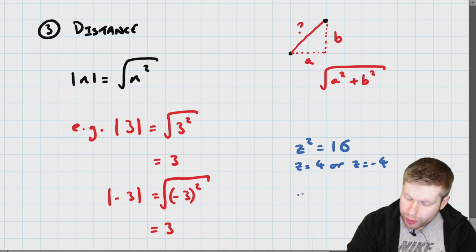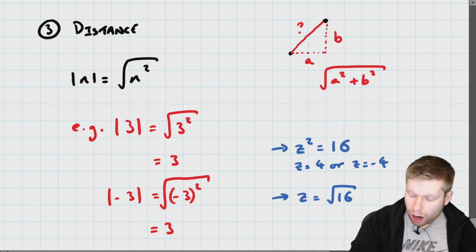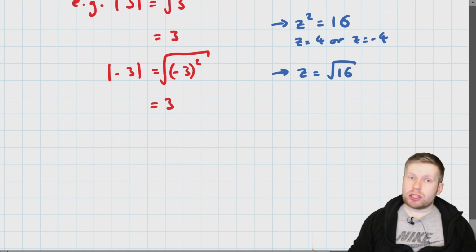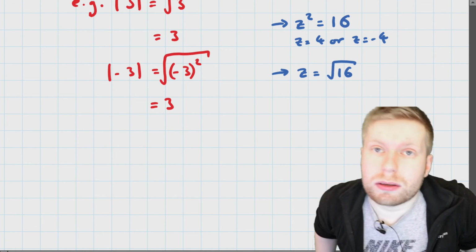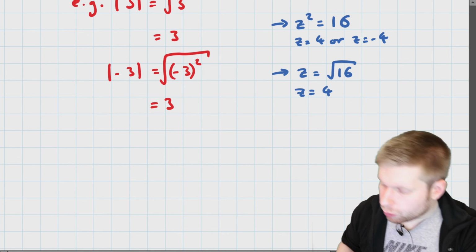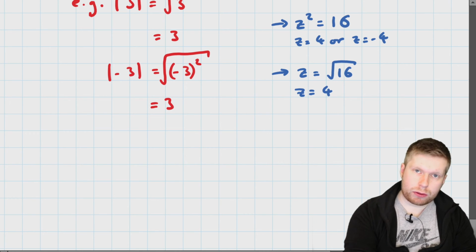However, if I ask the question z equals square root of 16, that is a different question to what we asked above, okay? Because now I'm asking the question, what is the square root of 16? It's a different question, right? So in this case, z is just equal to 4. It's just equal to the positive value of z, okay? So this is really important, okay?